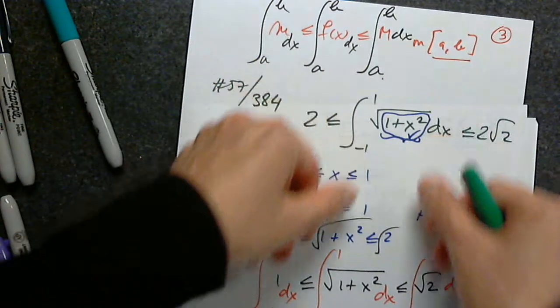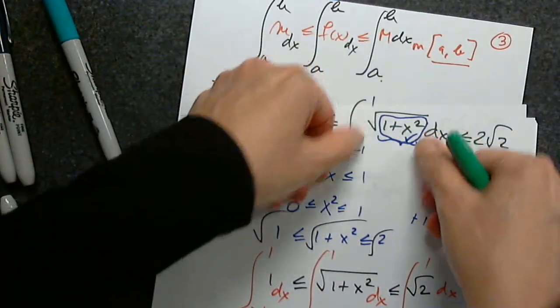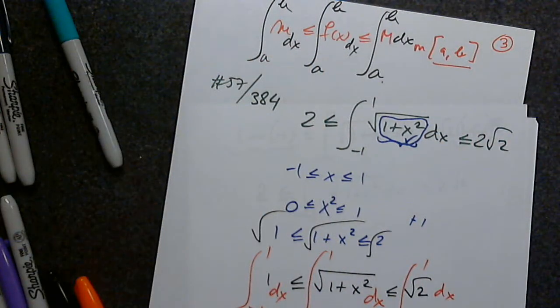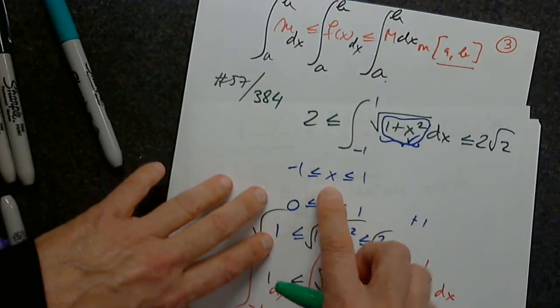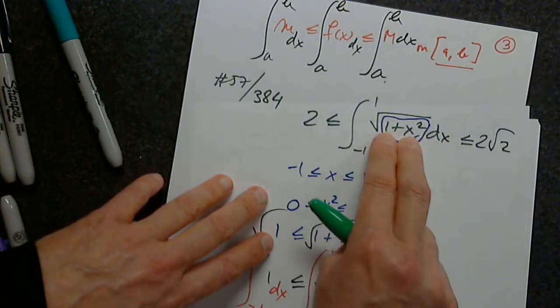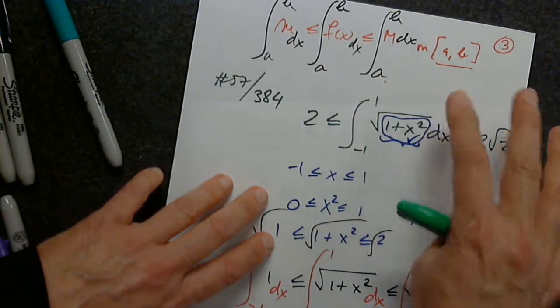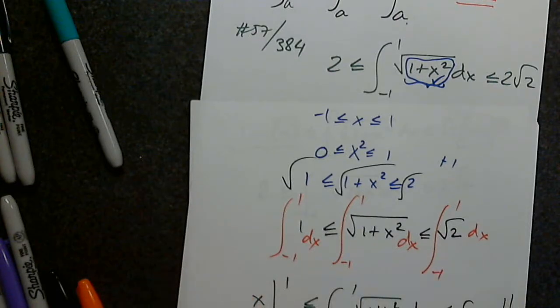When I create the function in the middle, I'm done. There is nothing else I have to add, subtract, or multiply. I am building the function. One more time. We start with x, then we build x squared, then we build 1 plus x squared, then we build the square root of that. And I'm done. I can't do anything else.